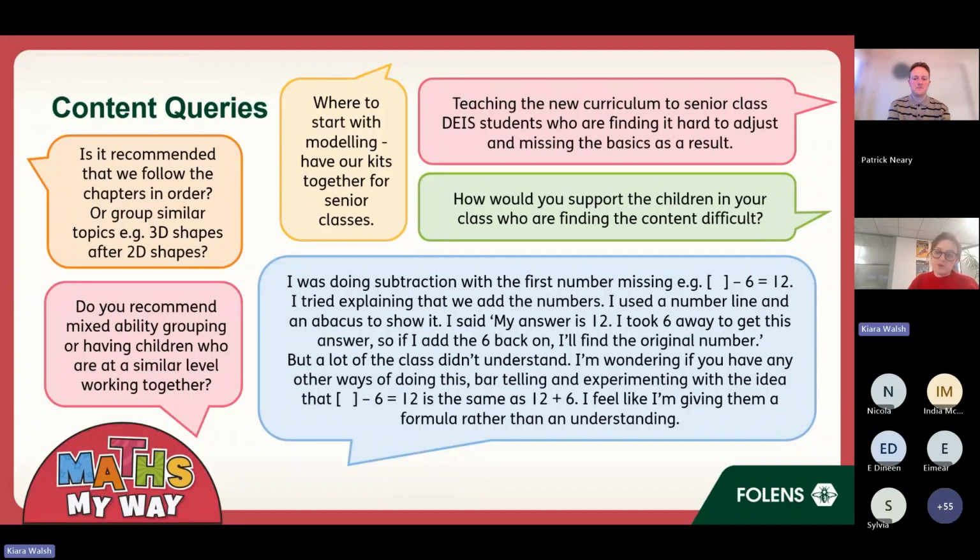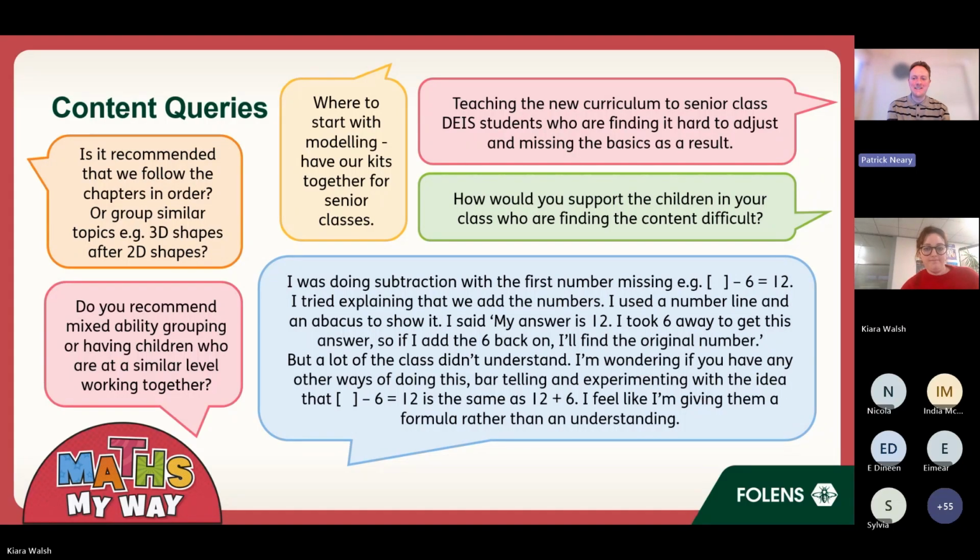They didn't understand. I'm wondering if you have any other ways of doing this, bar telling and experimenting with the idea that something minus 6 equals 12 is the same as 12 plus 6. I feel like I'm giving them a formula rather than an understanding. And first of all, this question, this idea of the blank space at the start, caused huge confusion in my classes all this year. So it's not unique to this teacher.